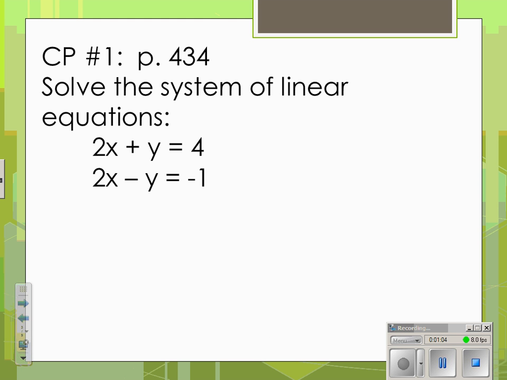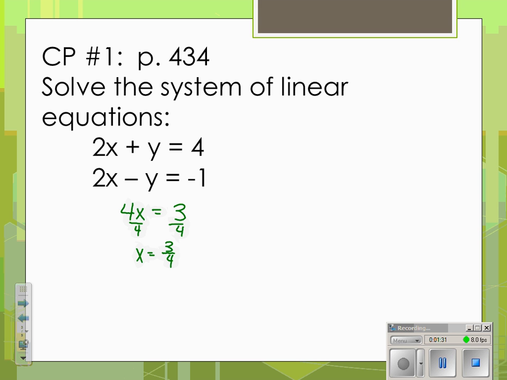Checkpoint number 1 on page 434 gives us this system and asks us to solve it with elimination. Now notice that this is kind of an easy one because they already have the opposites in there for us. So using combination, 2x and 2x makes 4x. 4 minus 1 makes 3. Dividing both sides by 4, I get x is equal to 3/4.